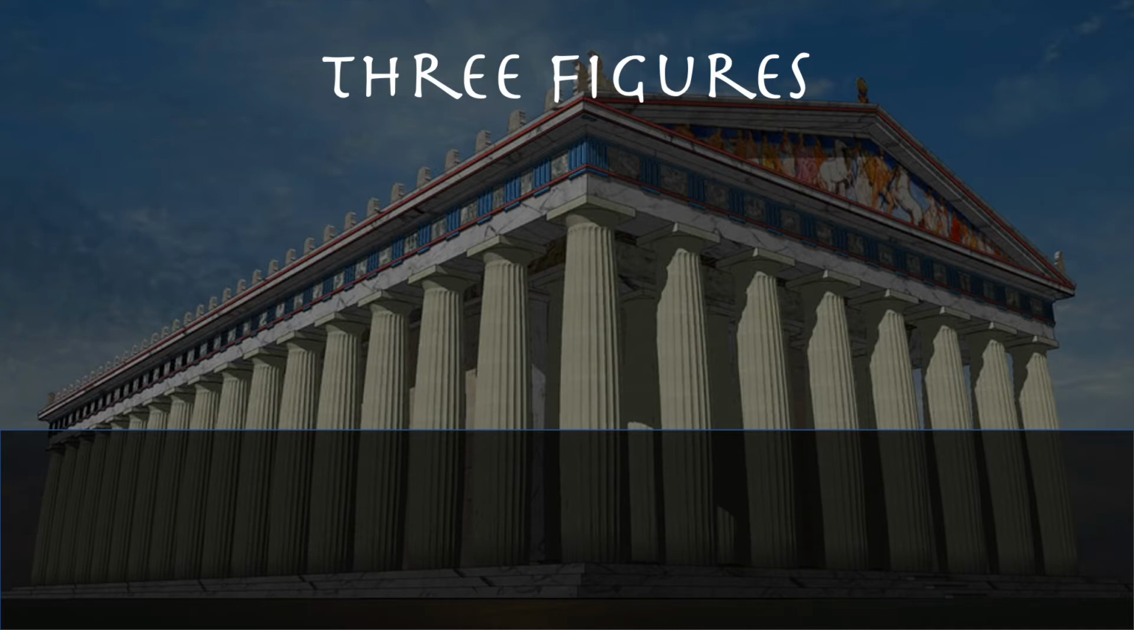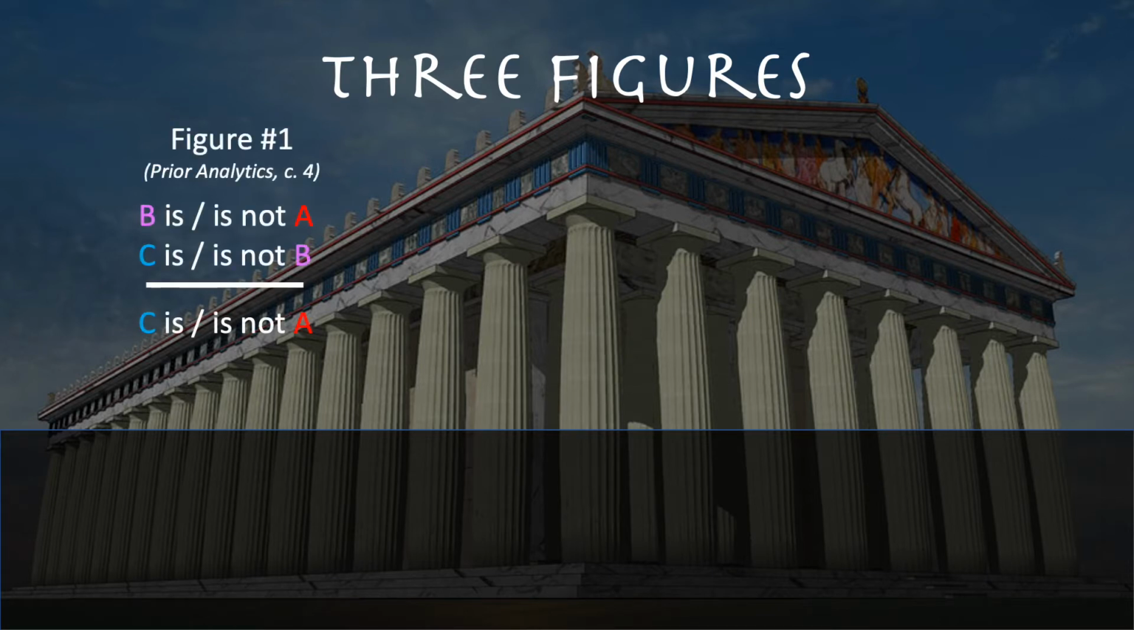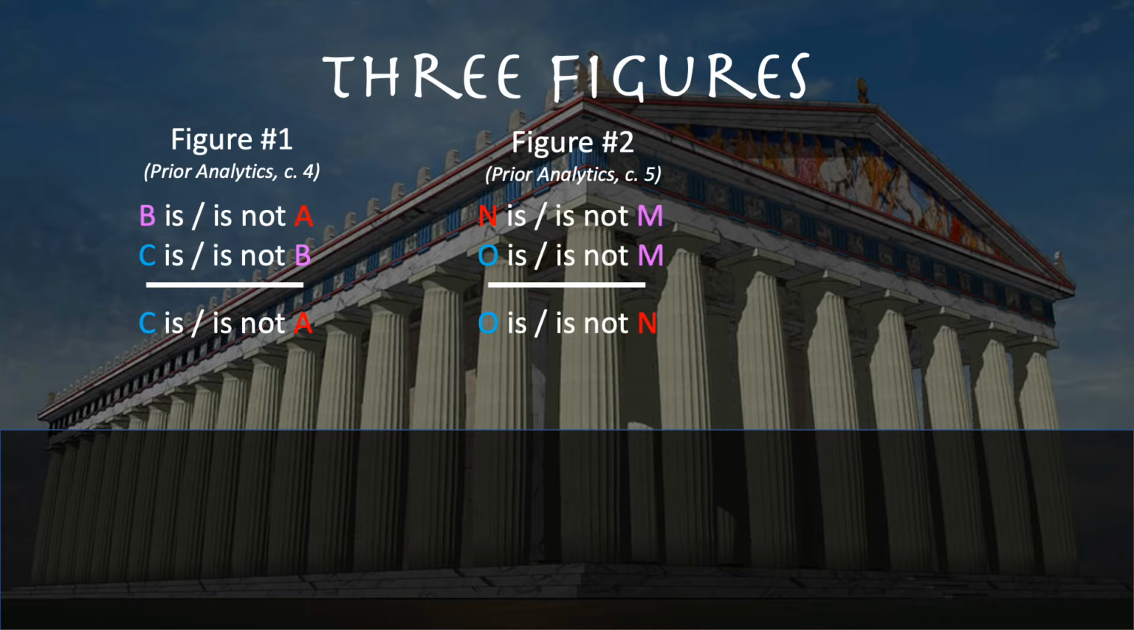These three arrangements are traditionally called figures. In the first figure, which is discussed in Prior Analytics Chapter 4, the middle term is the subject of one premise and the predicate of the other. In the second figure, the middle term is the predicate of both premises. This is discussed in Prior Analytics Chapter 5.